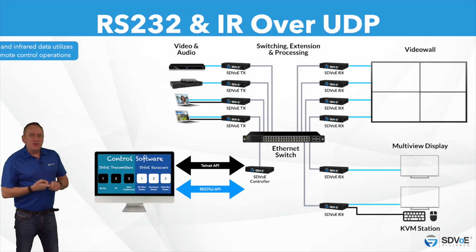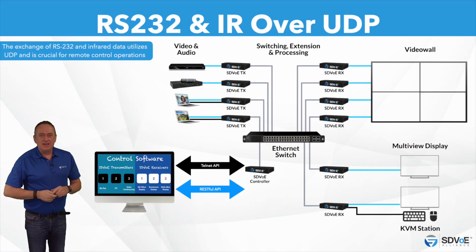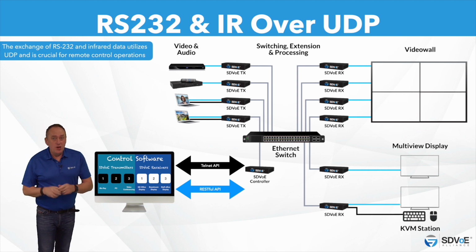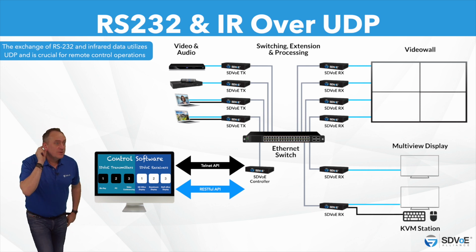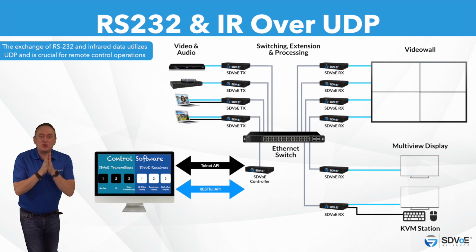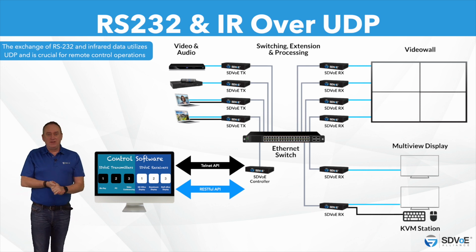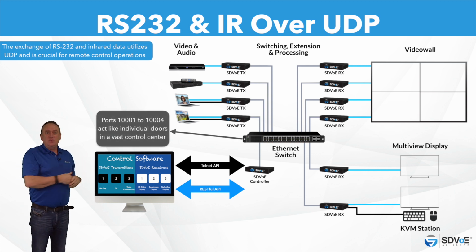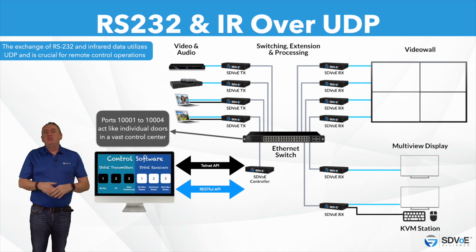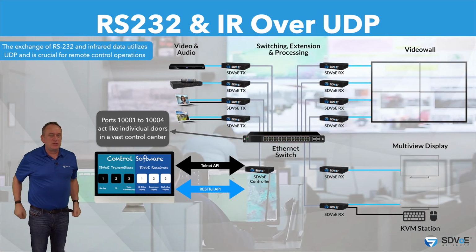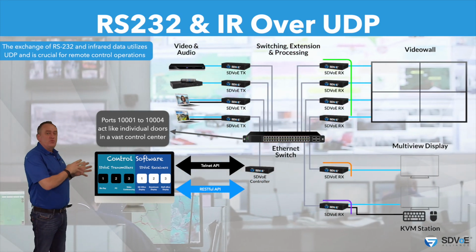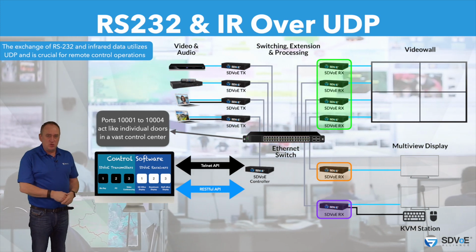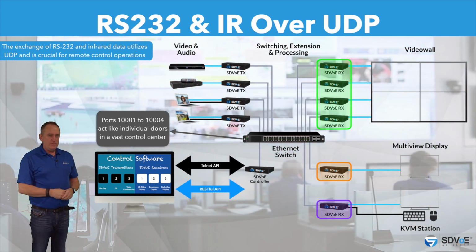The exchange of RS-232 and infrared data utilises UDP. What does that stand for? Yes, User Datagram Protocol. And it's crucial for remote control operations. Here, ports 10001 to 10004 act like individual doors in a vast control centre, each leading to different rooms of command and control. Good way to remember it.